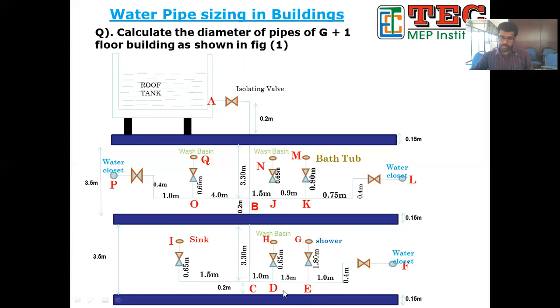In order to find the pipe size, we need to know the fixture unit. The fixture unit we already found out. How? Adding both: shower plus water closet, 2 plus 2.5 is 4.5. We got the fixture unit of DE. But that is not enough. In the case of DE, the fixture unit is not enough for finding out the pipe diameter. We need to know the amount of water flowing through DE. With the help of the fixture unit, we should be able to know how much GPM, gallons per minute, is flowing through pipe DE. So let's see.